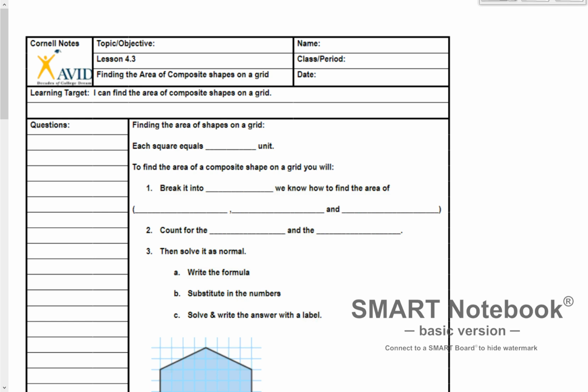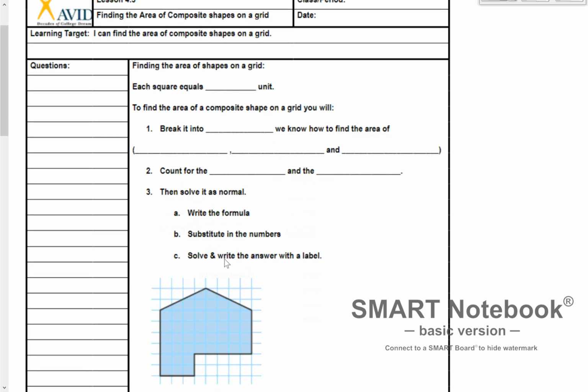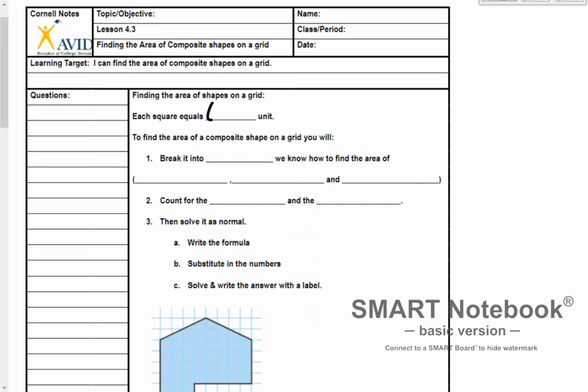Today we're going to wrap everything up that we've learned so far in Chapter 4 by finding the area of composite shapes on a grid. Remember that when we are solving shapes that are on a grid, each square is equal to 1 unit. And our answer is always going to be in units squared because each square is considered 1 unit.